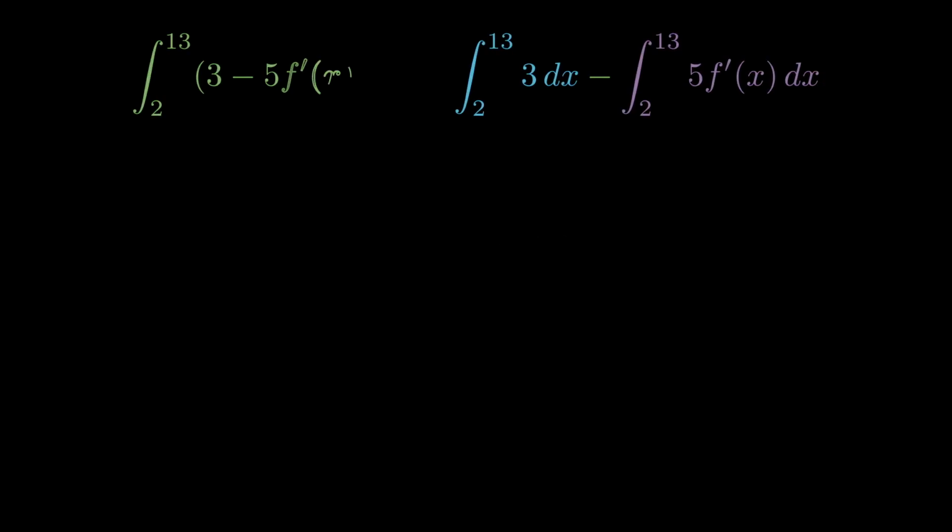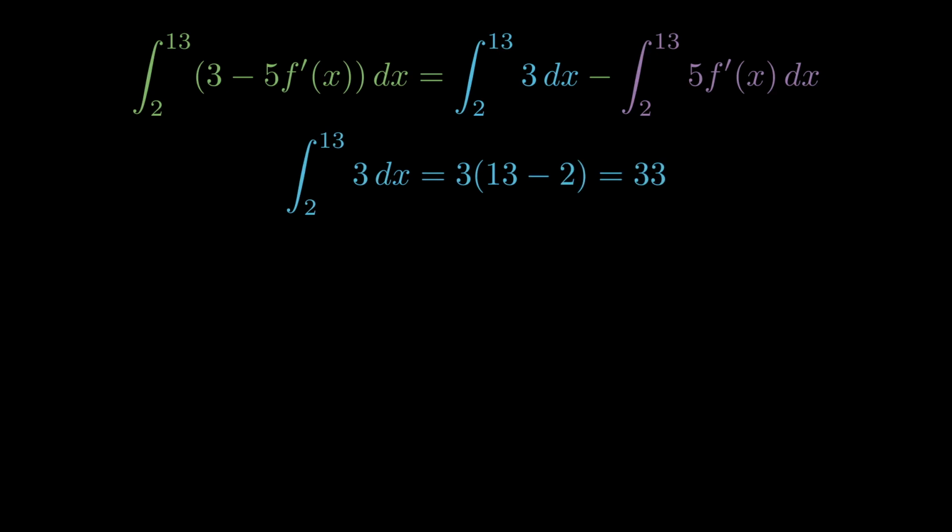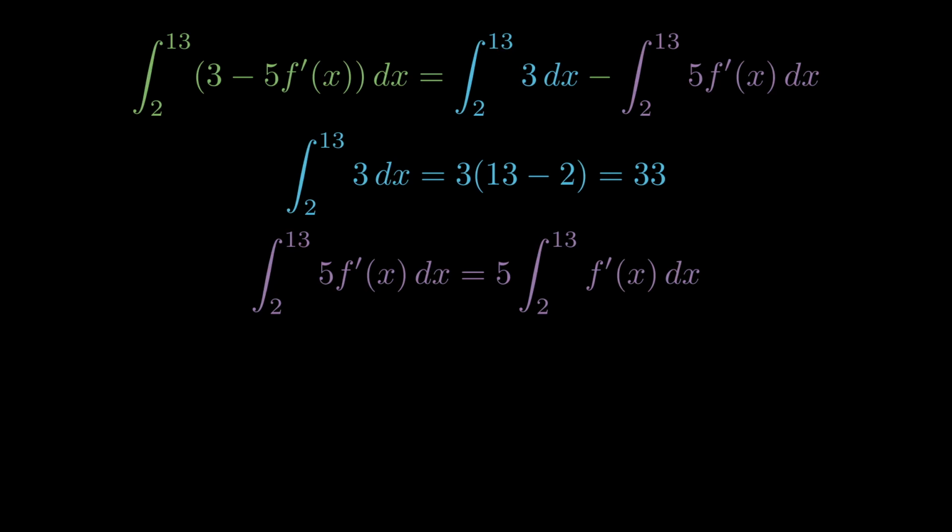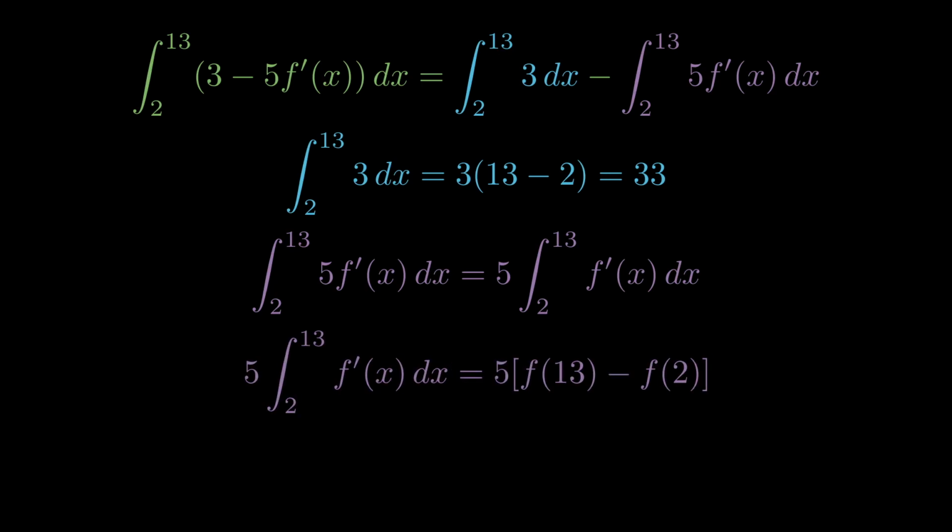So I'm going to split the integral up, and I'll separately integrate 3, and then I'll separately integrate 5 times f prime of x. So if I integrate 3 from 2 to 13, I simply get 3 times 13 minus 2, which is the width I'm integrating under, which is 33. Now I want to find 5 times the integral of f prime of x from 2 to 13. And using the fundamental theorem of calculus, I know that that integral is f of 13 minus f of 2. So I want to find 5 times f of 13 minus f of 2. And I can use my table to find that this is 5 times 6 minus 1, which is 25. And that means my final answer is 33 minus 25, which is 8.